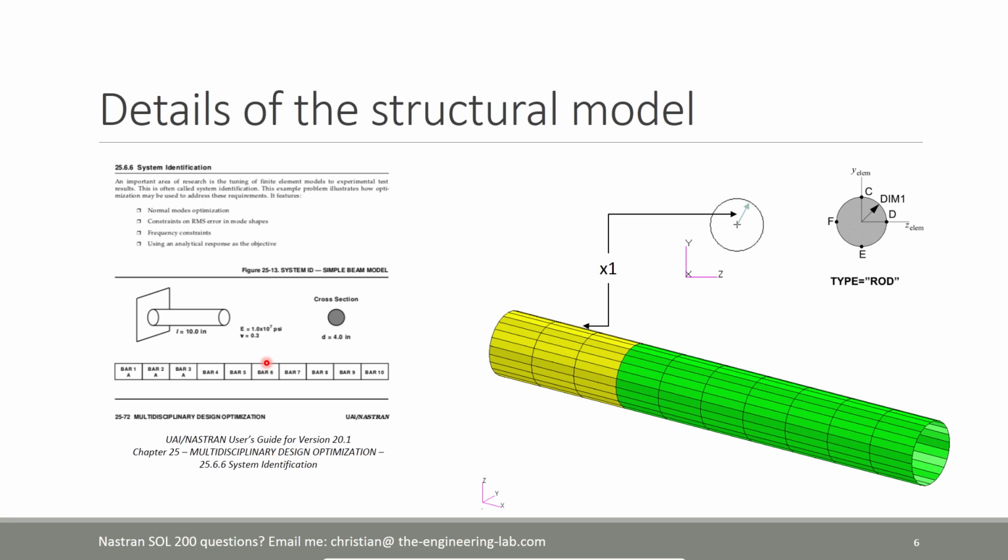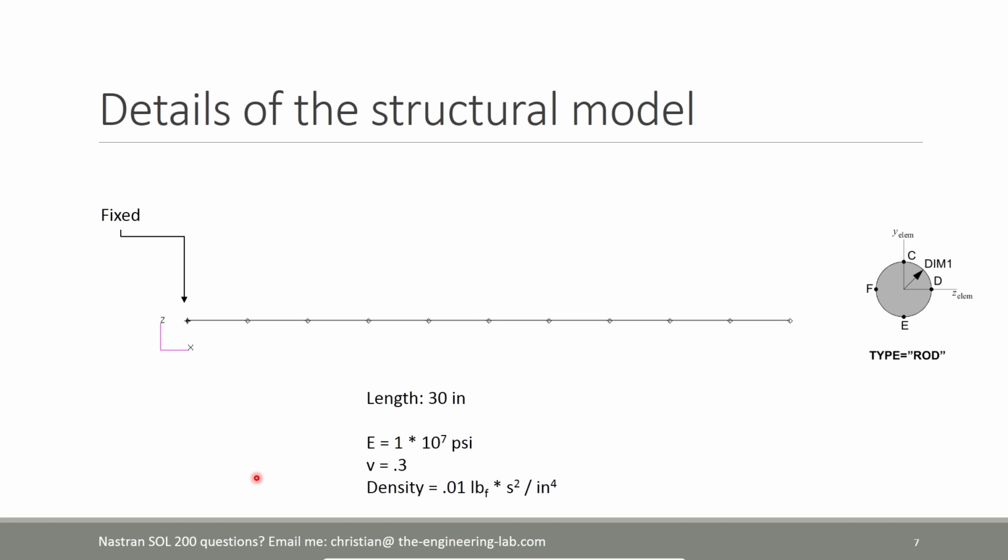I first saw this example in the UAI Nastran Users Guide. This guide must be possibly 15 or 20 years old, but this example is really good, as it demonstrates how to perform model matching with Nastran Solution 200. So here I just have the citation just in case you're interested.